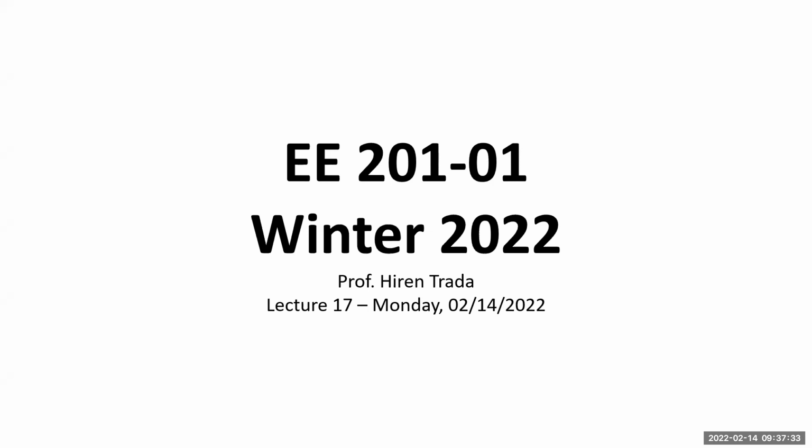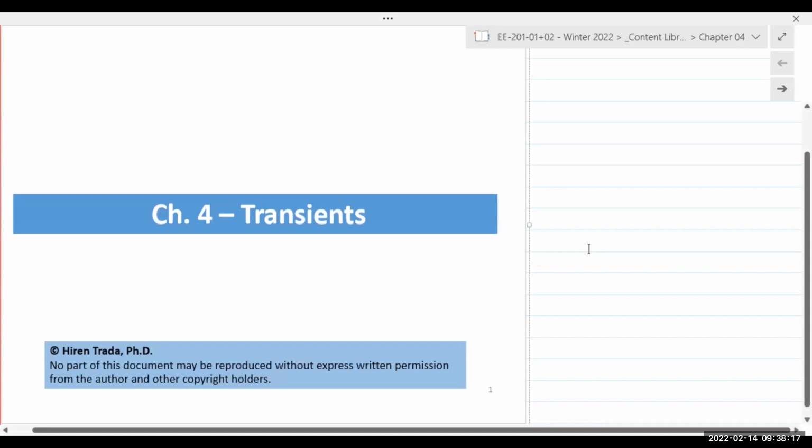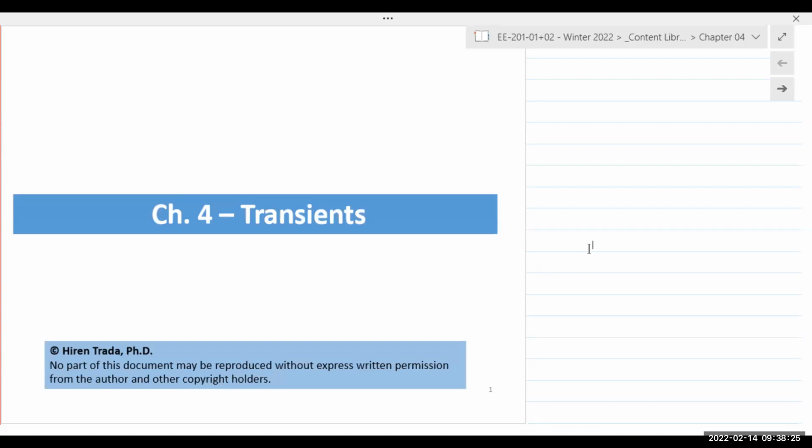So chapter 4, section 1. All right, so transient analysis deals with the portion of charging or discharging of the energy storage devices before and after steady state.